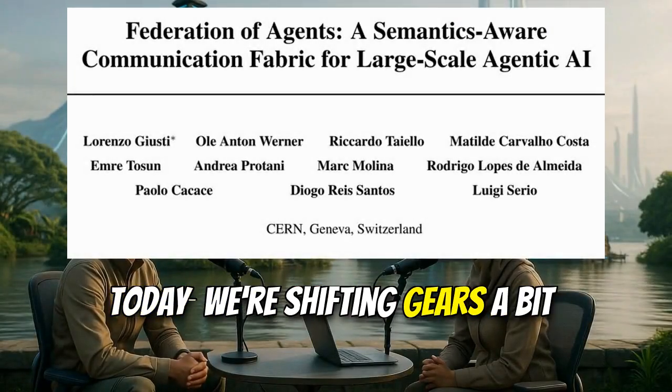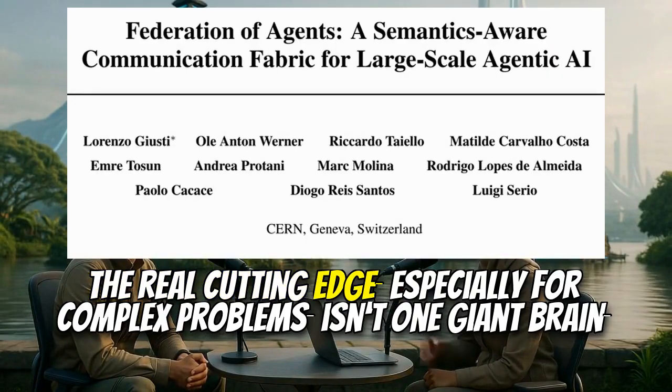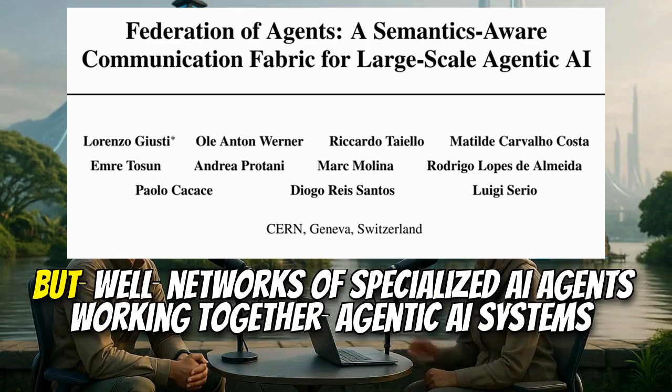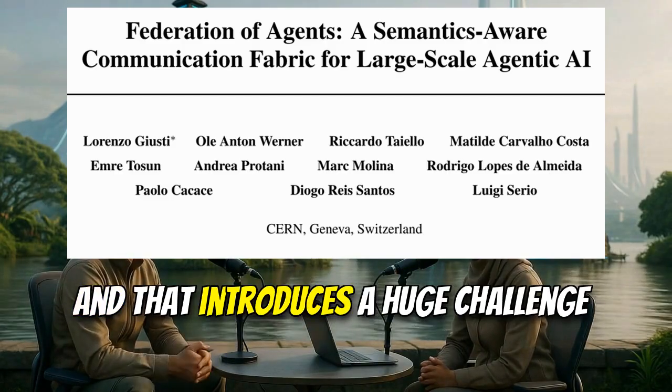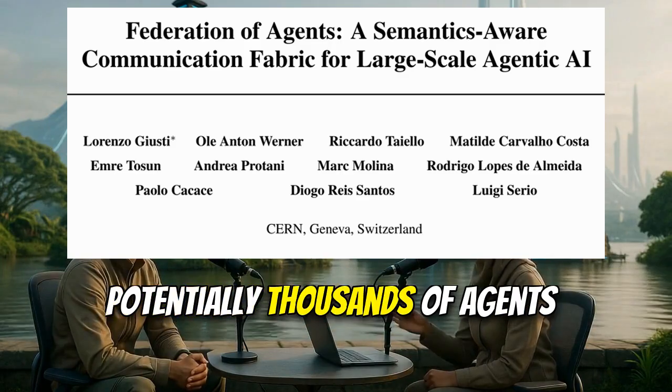Today, we're shifting gears a bit. We're moving beyond thinking about AI as just single large models. That's right. The real cutting edge, especially for complex problems, isn't one giant brain, but networks of specialized AI agents working together. Agentic AI systems. Exactly. And that introduces a huge challenge. How do you actually manage these complex networks, especially when you scale up to potentially thousands of agents?